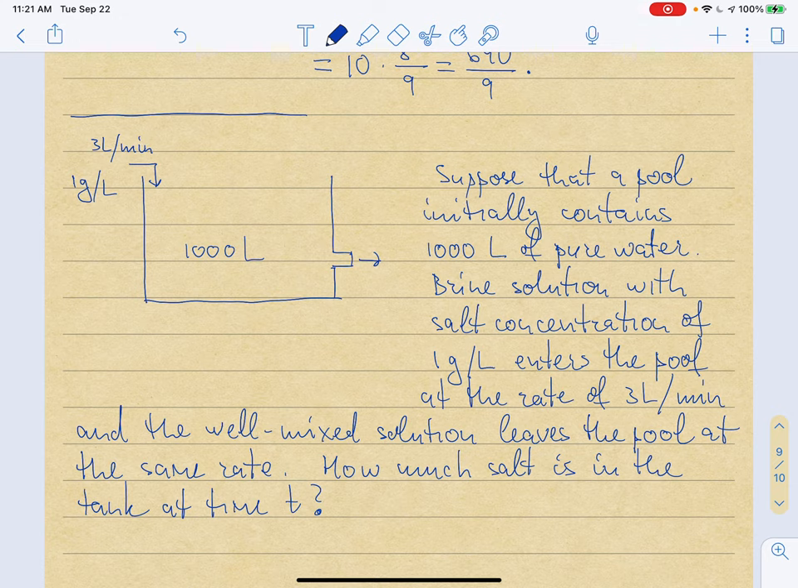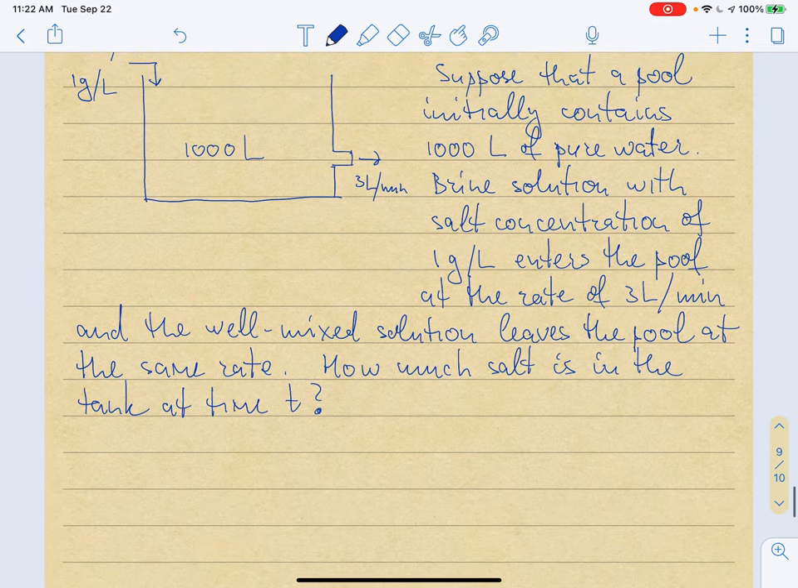Then the amount of water that leaves the tank, the outflow per minute, is the same, 3 liters per minute, which means that the total amount of water in the tank remains the same. So the total volume of water is unchanging. So the question is, how much salt is going to leave the tank? I know that 1 gram comes into the tank, and the well-mixed solution leaves the tank. So I have to figure out what is the concentration of salt in that well-mixed solution.